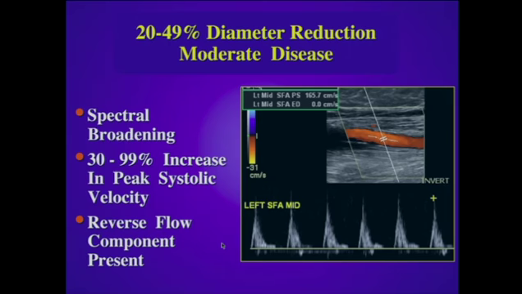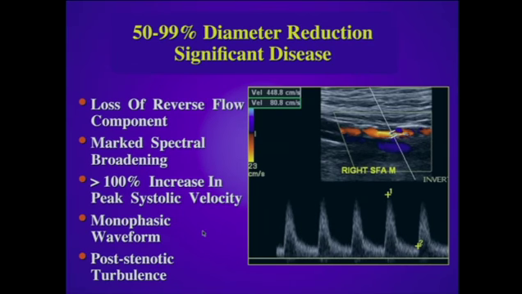A moderate stenosis is classified as up to a 20 to 49% diameter reduction. Again, in this example, we see an increase in spectral broadening, up to a 99% increase in the peak systolic velocity compared to the proximal segment. And it's important to recognize that we maintain a normal triphasic appearance with a consistent reverse flow component.